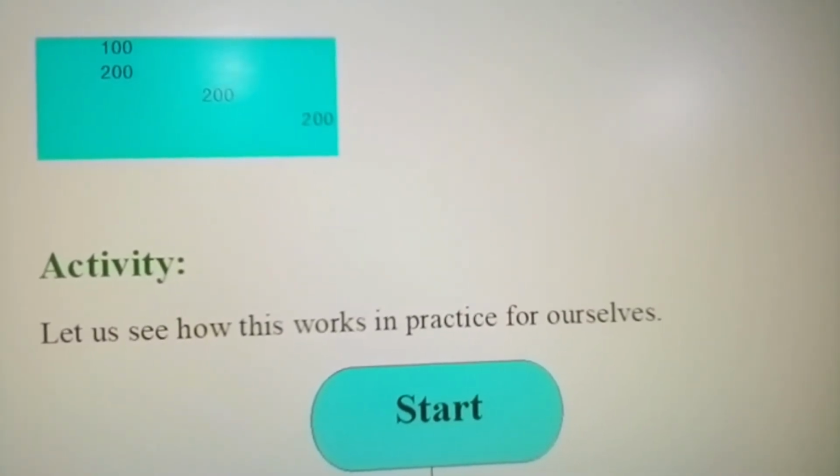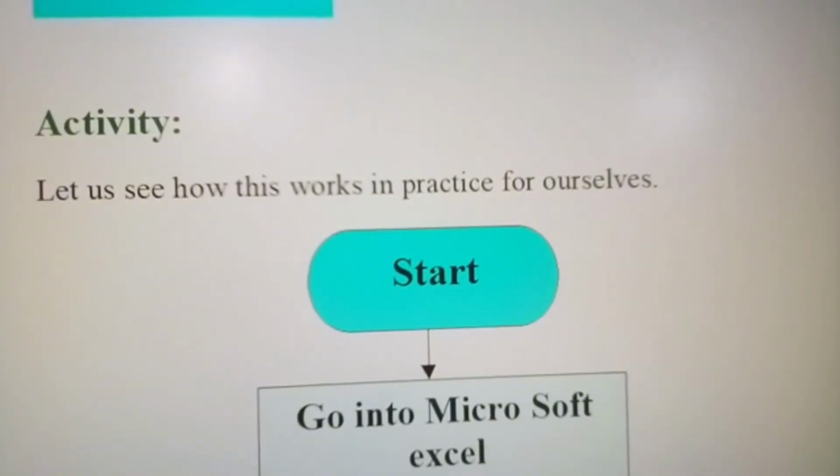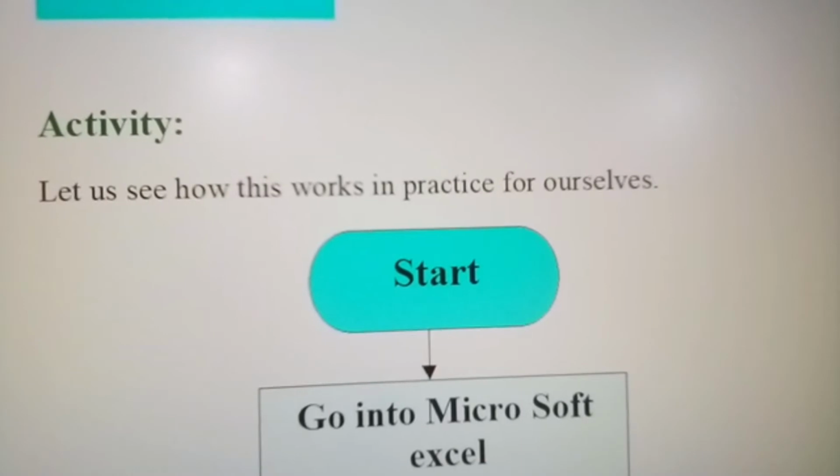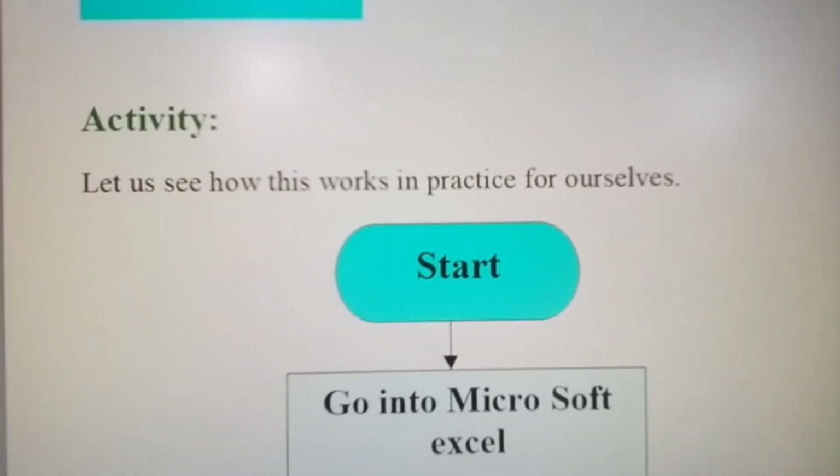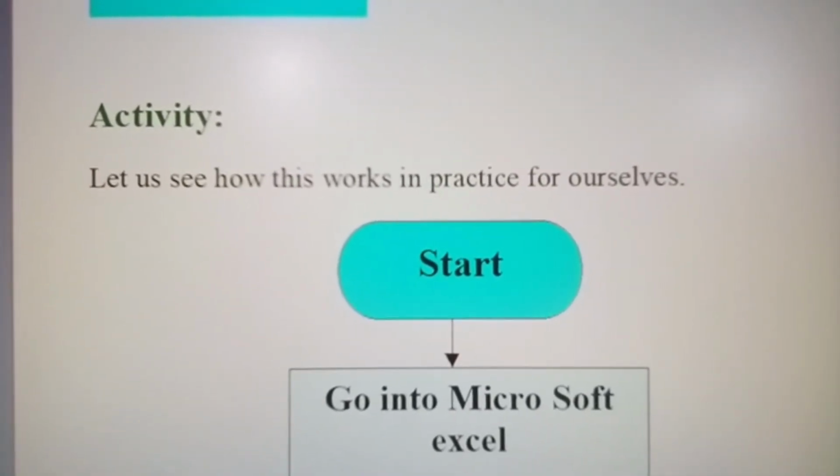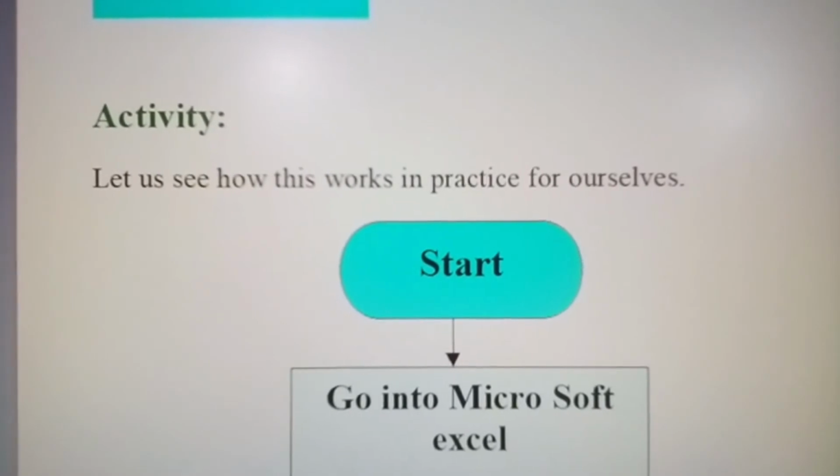Now let's see how this works in practice for ourselves. So, starter. Now again, this is a flowchart. You need to remember to draw out a flowchart in order to aid your understanding of the principle behind certain referencing or ICT modeling.